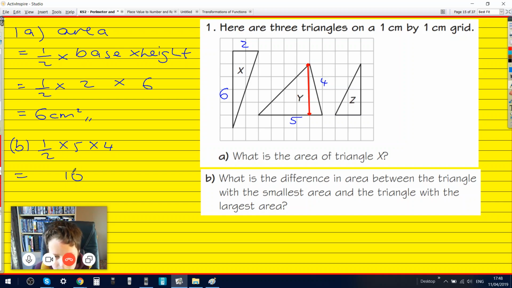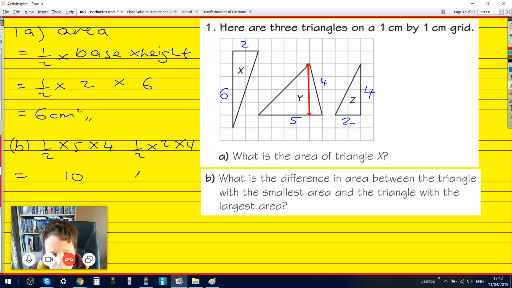But it's asking for the difference between the triangle with the smallest and the triangle with the largest area. But we haven't done Z yet, so we can't really compare. So for Z, the base is 2 centimeters wide, like triangle X's is, and the height is 4 centimeters tall. And 4 times 2 is 8, but it's half, so half of 8 is 4.